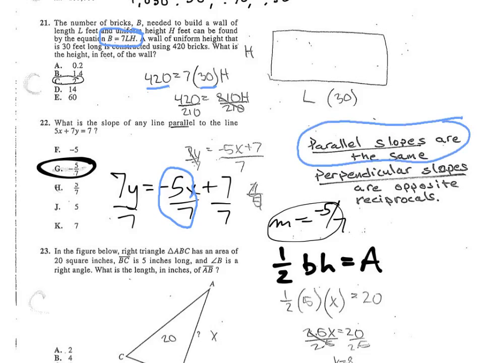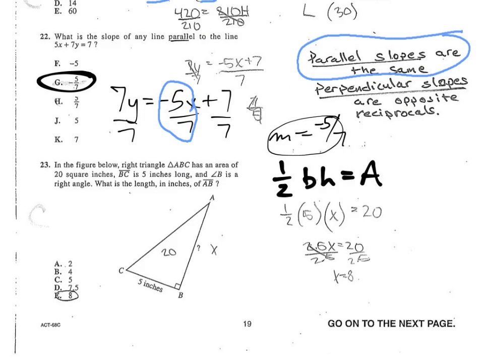And finally, for this page, number 23, the area formula for a triangle is 1/2 base times height. If the base is 5 and they're giving us the area A, we're simply solving for x. If you multiply the half times the 5 to get 2.5, and take 20 divided by 2.5, you get x equals 8, which is our height, letter E.